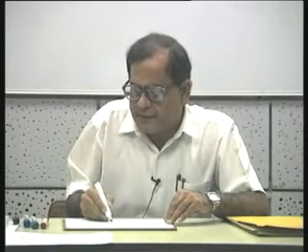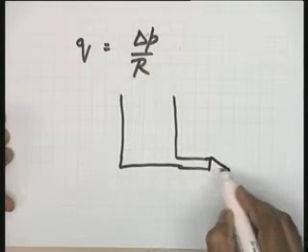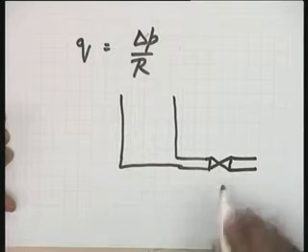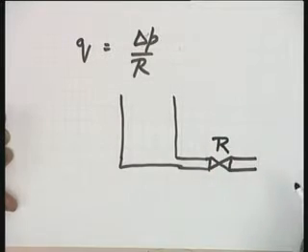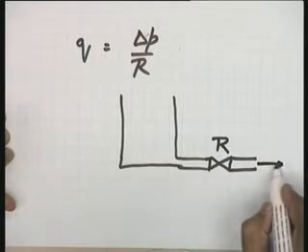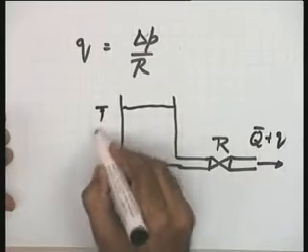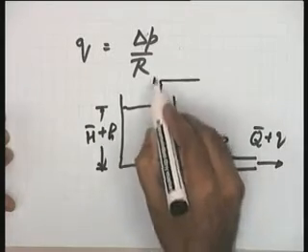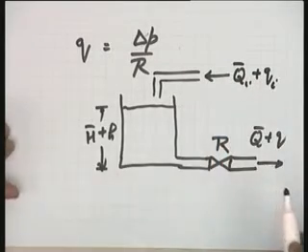Now, I go back to the original problem. This was your tank. Let me redraw that situation. And now, symbolically, let me put this particular restriction, and let me say that R is the parameter of this restriction. So, now this is the flow Q bar plus Q, and here I have H bar plus H, and the input variable as given earlier is Q I bar plus Q I. Okay?